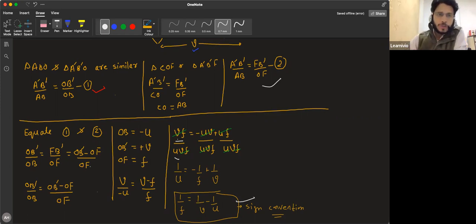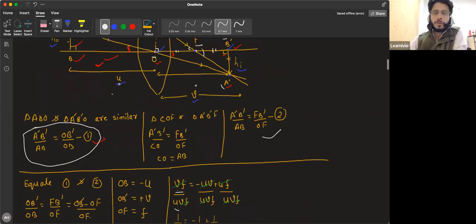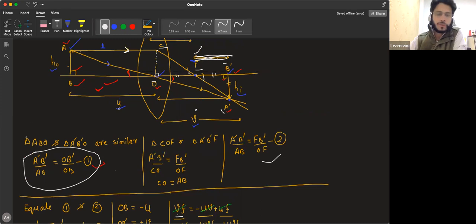So from this first equation, we can calculate the formula for the magnification also. What is A prime B prime? Is it height of object or image? What is A prime B prime here? Image height, height of image.